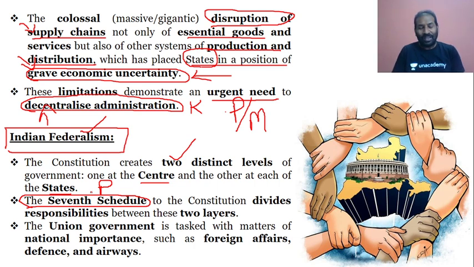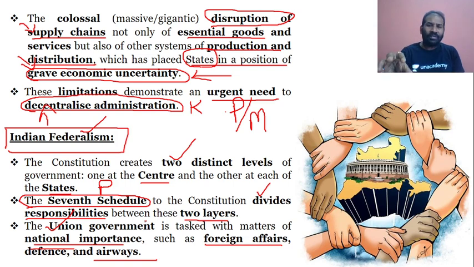So that is important from the prelims point of view: this separation of responsibilities between the two layers, the state and the center, is mentioned in the 7th schedule. This is important, 7th schedule. And the union government has the matters of national importance, such as foreign affairs, defense and airways. To whom? To the union government. So as we were talking about the division of responsibilities between the state and the center, matters relating to national importance are with the union government.